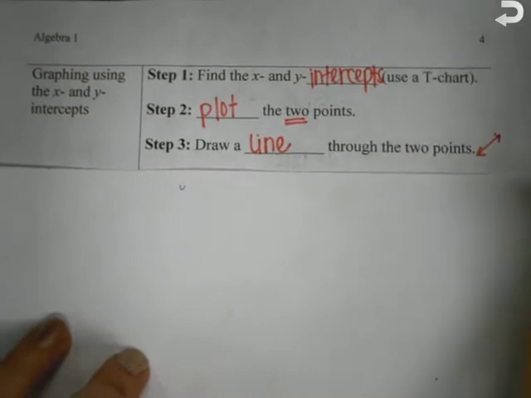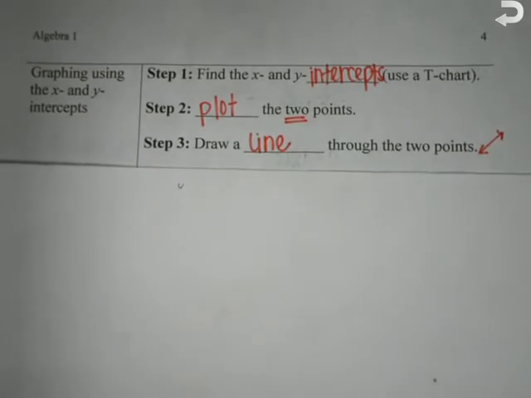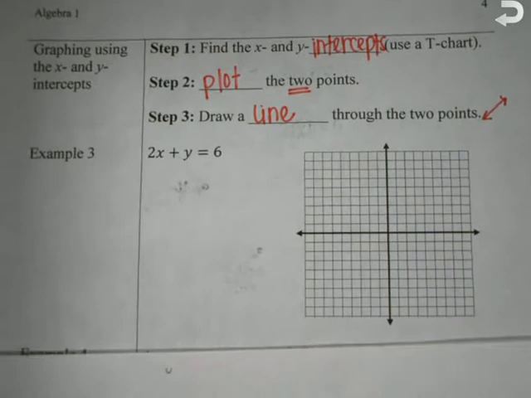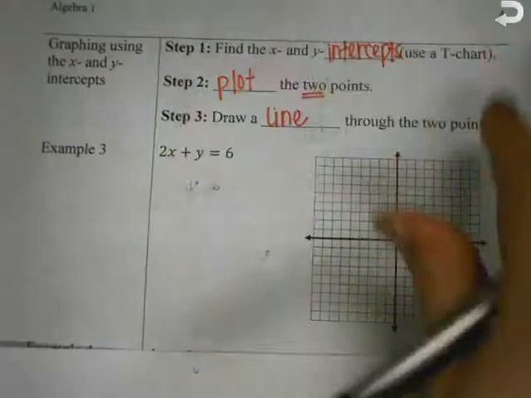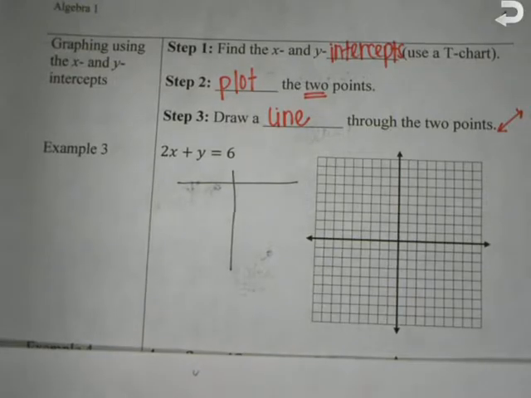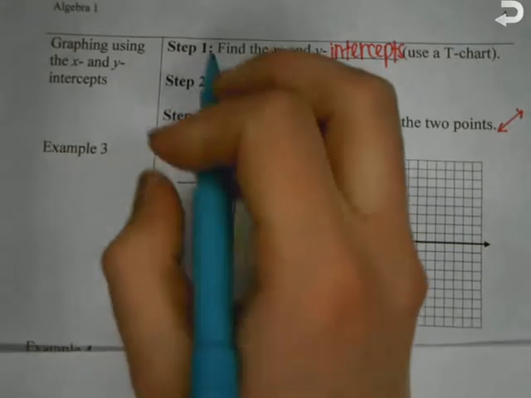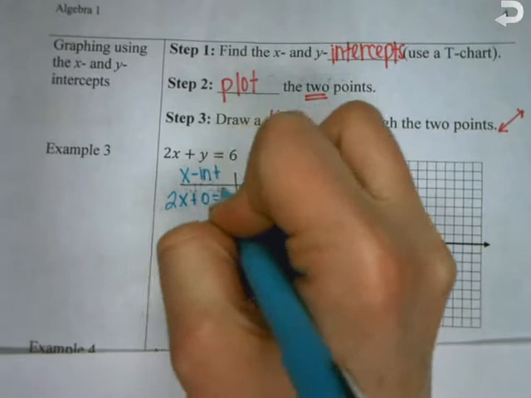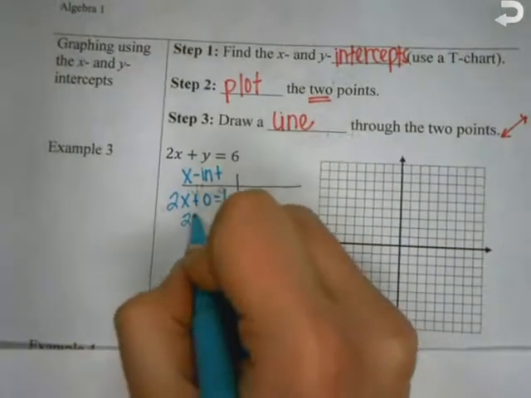Okay, so example number 3, find the x and y intercepts. Hopefully you realize that it was actually the same as the x and y intercepts we found on the front, right? So to find the x-intercept, we plug in 0 for y. So that gave me 2x plus 0 equals 6, which was 2x equals 6. And we divide both sides by 2 to get x equals 3.